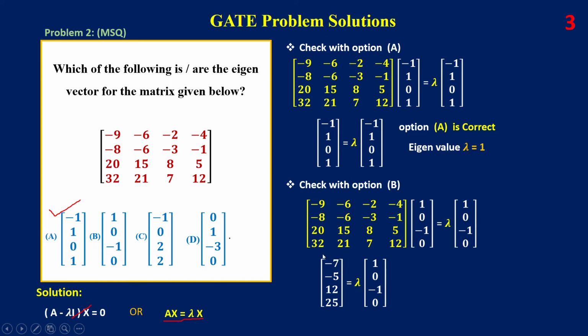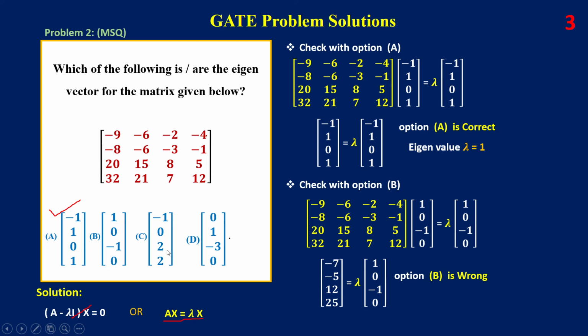So the left hand side elements are minus 7, minus 5, 12, 25 equal to lambda into the given eigenvector in option B. And here, if we put lambda equal to 7, 7 into 1 is 7, and here also it is not satisfied. So for any lambda value, this formulation is not satisfied. This cannot be equated. So we can conclude option B is the wrong one.